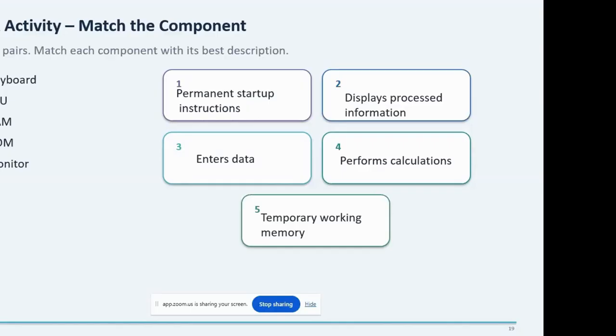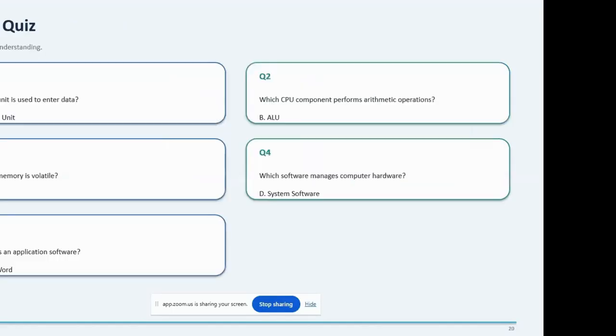What is ROM? ROM is read-only memory, madam. Good. Where do you match that? It's permanent startup instructions. Number 1, madam. Yes, it is permanent startup instruction. Is the processor, the CPU, number 1 or 2? Monitor? It is a display of processed information, number 2. Yes. Okay.